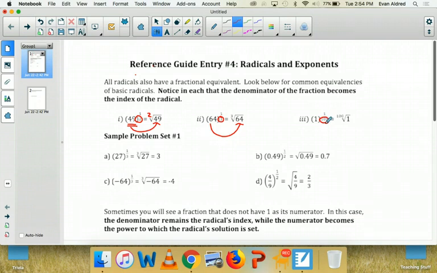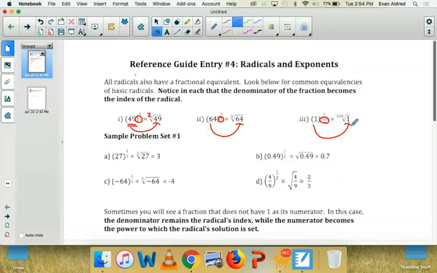Now we have a denominator equal to 100. So that means we're taking the 100th root of something. To figure out what that something is, we look at the base value, which is 1, and that becomes the radicand of our radical. So now we're looking at the 100th root of 1. And we know that any root of 1 is equal to 1. So that would be the answer to that question there.